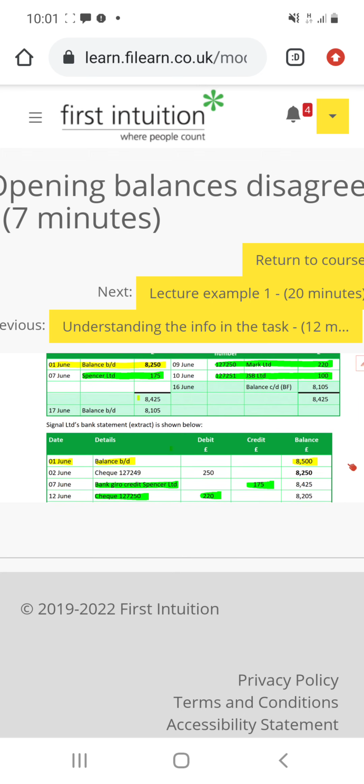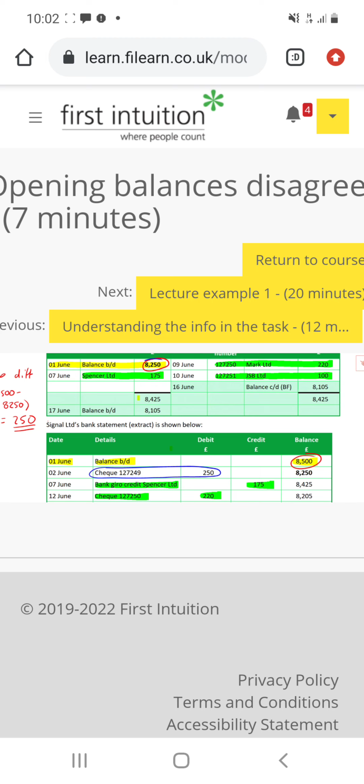What we're looking at though is, hang on a minute, the bit we've not ticked off is this entry here, this check 127249 of 250 quid. But let's just stop and think about this. We had an opening balance of 8,250 on our cash book, and we had an opening balance on the bank statement of 8,500. So we had an opening difference of £250. That was our opening difference.